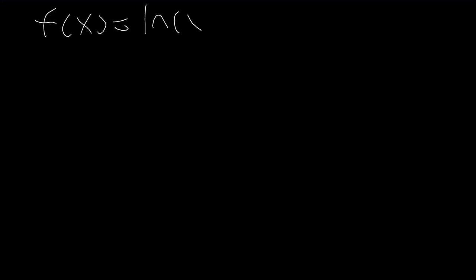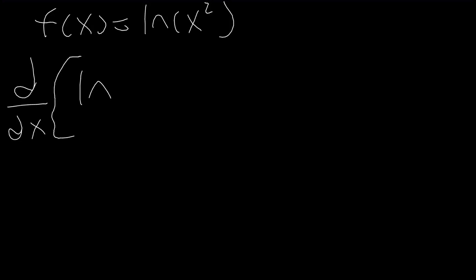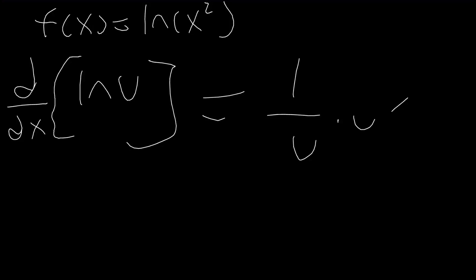Okay. We'll do some more complicated trig ones later. But first, let's do some examples with ln of x and e to the x real quick. So let's find the derivative of f of x equals ln of x squared. So for this, we have to remember that the derivative of ln x is 1 over x. So the derivative of ln of u, where u is like an inner function, is going to be 1 over u times u prime. So it's basically just the chain rule.